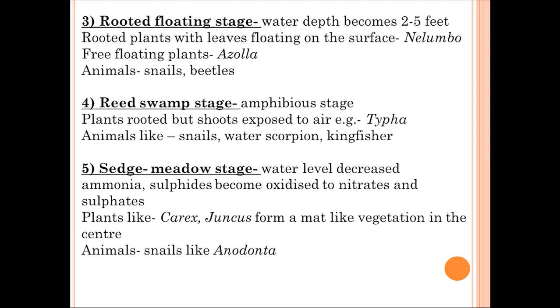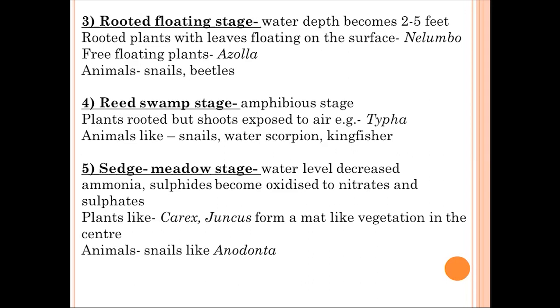And the fourth stage is the reed swamp stage. It is also known as the amphibious stage because these plants have their roots fixed in the soil of the pond, but their shoots or stems are exposed to air. Plants such as Typha can be found at this stage. Animals like snails, an insect, the water scorpion, and the kingfisher, which is a bird, can be found at the reed swamp stage.